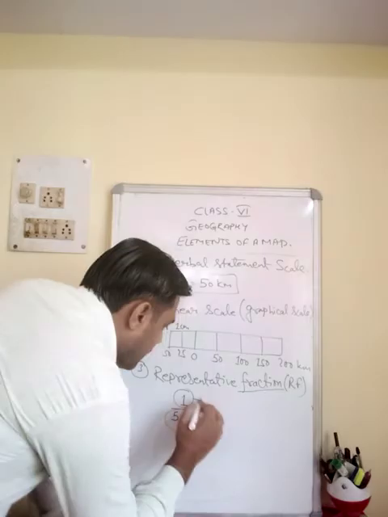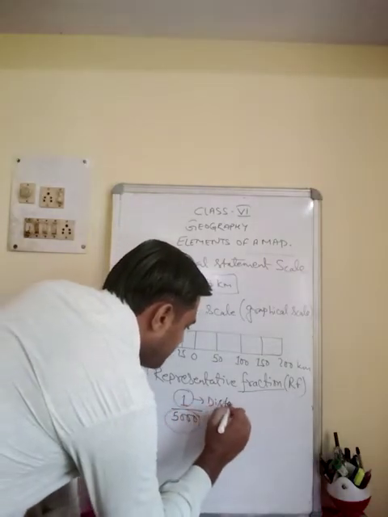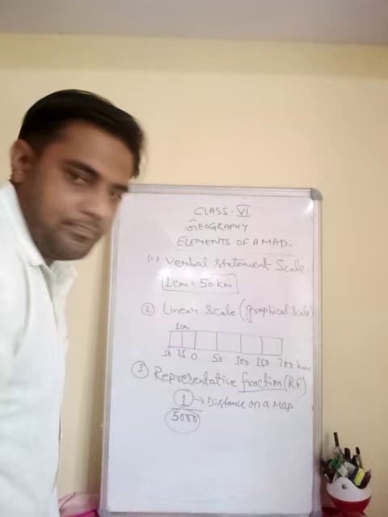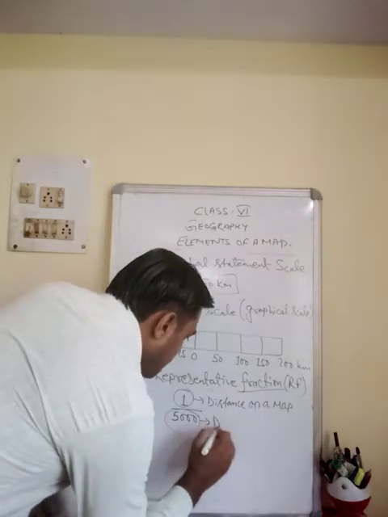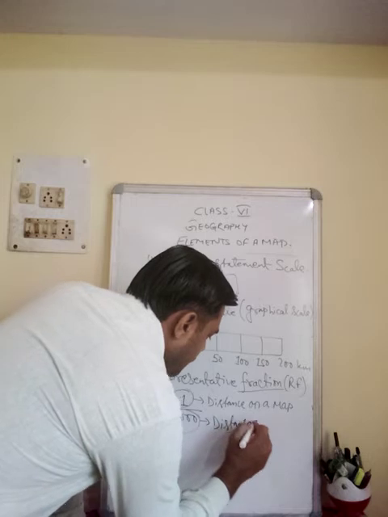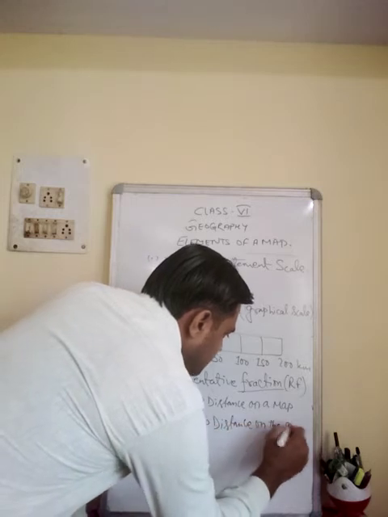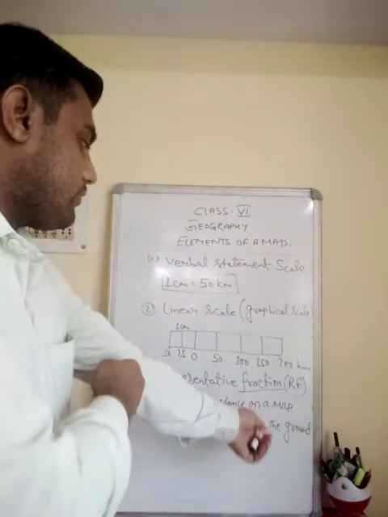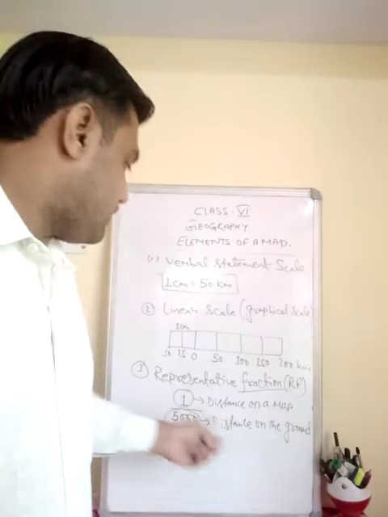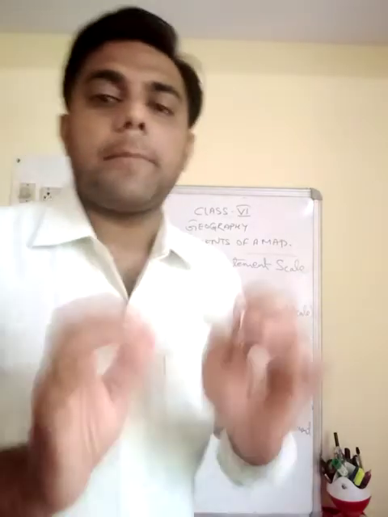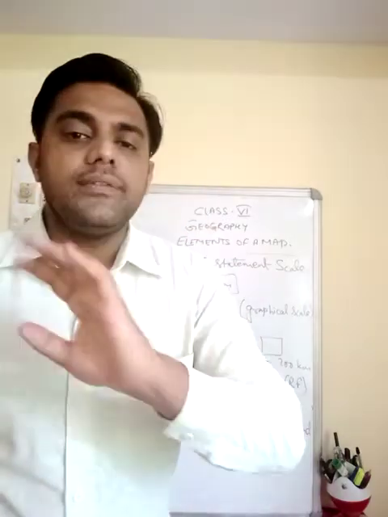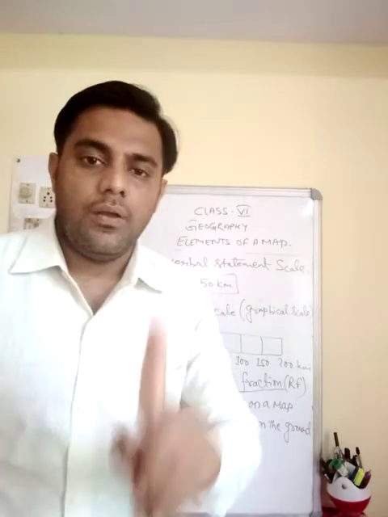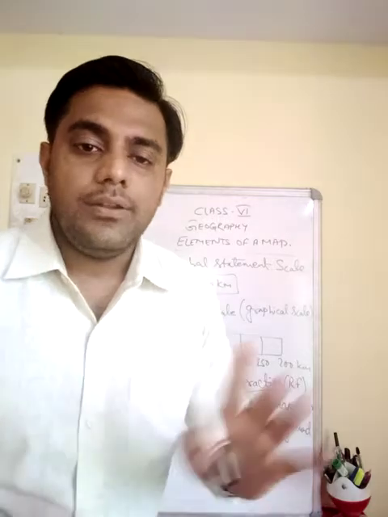Now the numerator shows distance on a map, whereas the lower part shows distance on the ground. Okay, the top part, that is the numerator, shows the distance on the map, whereas the lower part, that is the denominator, shows distance on the ground. Now, in order to show a representative fraction, two rules are always followed. Number one, the numerator is always 1.